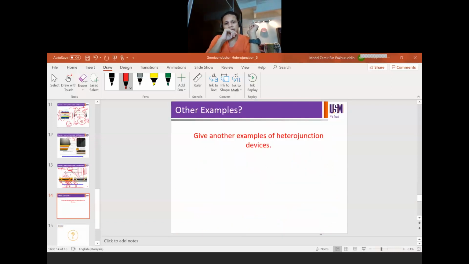Right. So give another example of heterojunction devices. So anyone working on heterojunction devices? The device that you want to present, some of them are heterojunction, right? So give an example. Other than solar cell, what else uses the heterojunction concept that you've gone through in your presentation one? Okay, write an example there in the box.